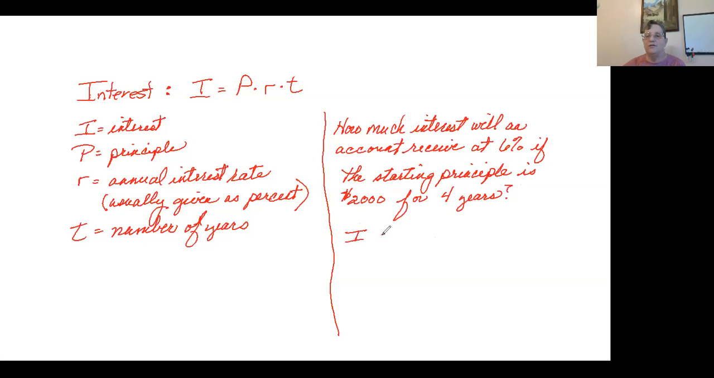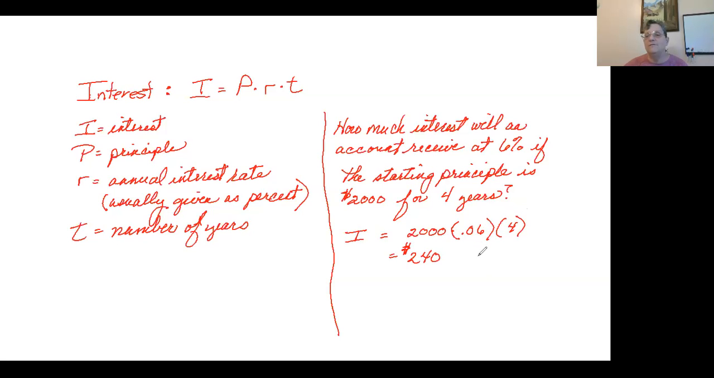So just the interest is going to be the principal, that's the $2,000, times the interest rate. Now the interest rate always has to be in decimal form before you can do any kind of math with it. So 6% is the same thing as 0.06. We're talking about 4 years. So 0.06 times 4 is 0.24, times 2,000 would be $480.